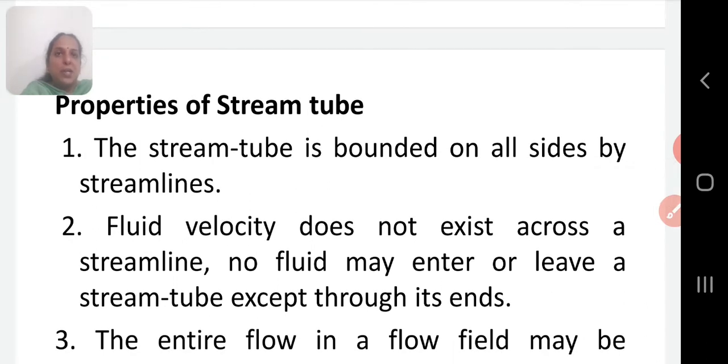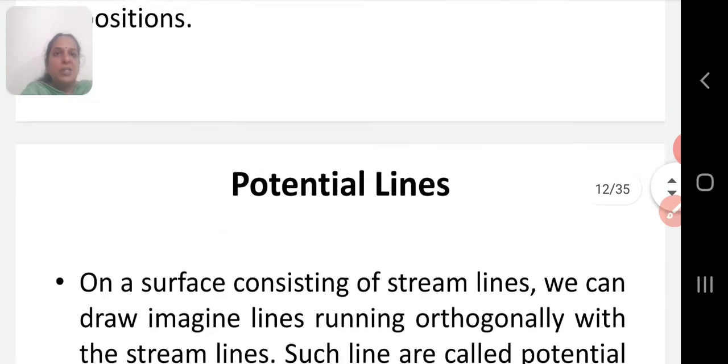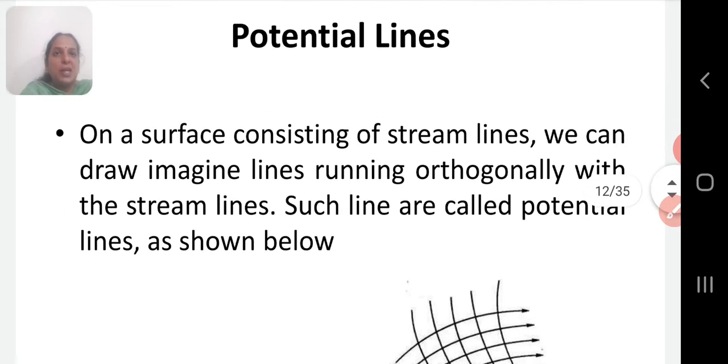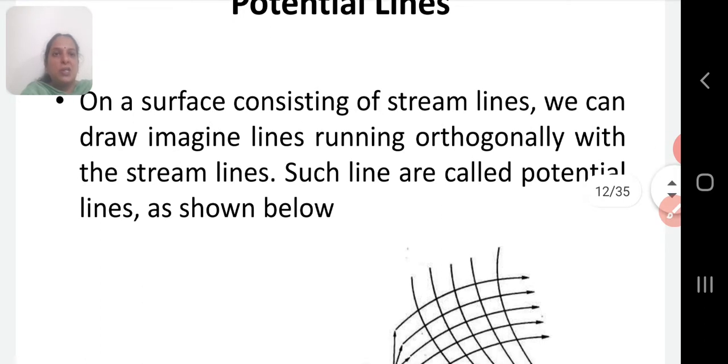Next one is properties of stream tube. We have already seen this. Then we are going to see about potential line. So what is potential line? On a surface consisting of streamlines, we can draw imagined lines running orthogonally with the streamline. Such lines are called potential lines.